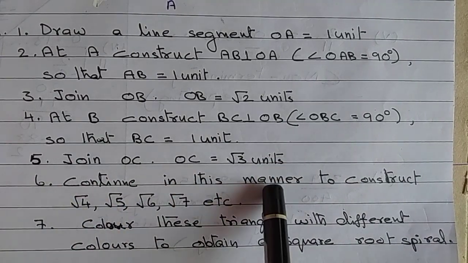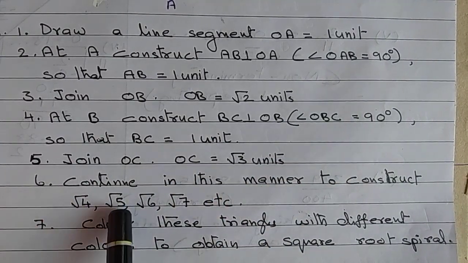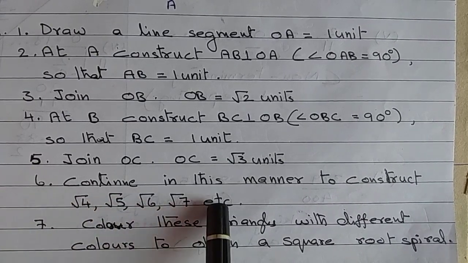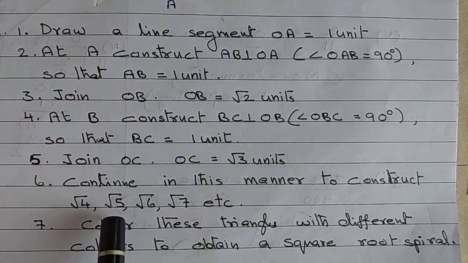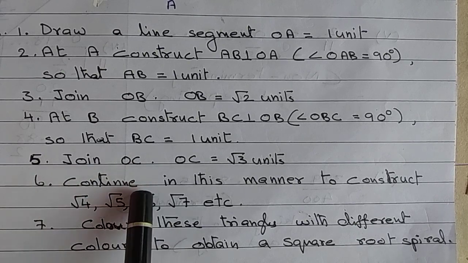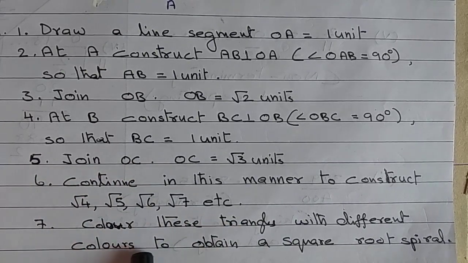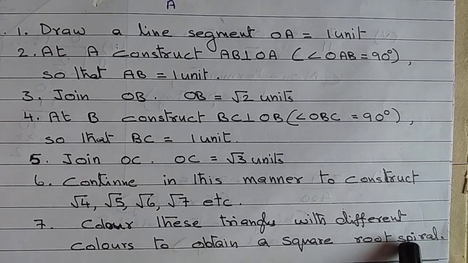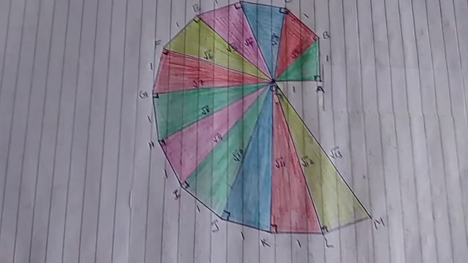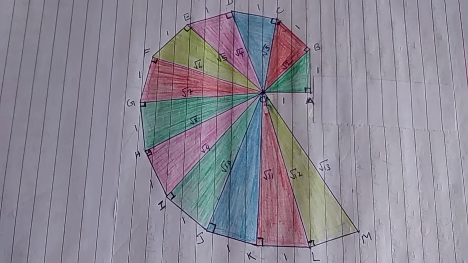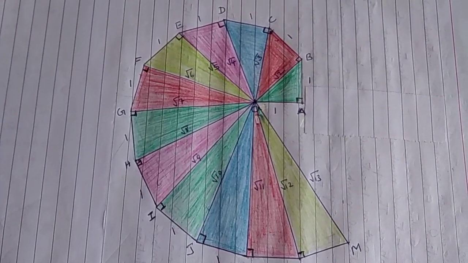Continue in this manner to construct root 4, root 5, root 6, root 7, root 8, etc. And you are going to get a square root spiral. Color these triangles with different colors to obtain the square root spiral. Ultimately, your square root spiral will look like this.